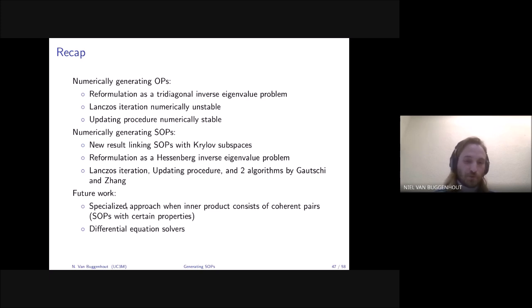I'll just mention that for future work, when you have a Sobolev inner product with specific properties, for example, if there are coherent pairs in your Sobolev inner product, then you can develop specialized approaches where you, for example, can get an explicit formula for your coefficients, which in general works better than this general approach that I have outlined today. And then, differential equation solvers is also something I would like to work on.